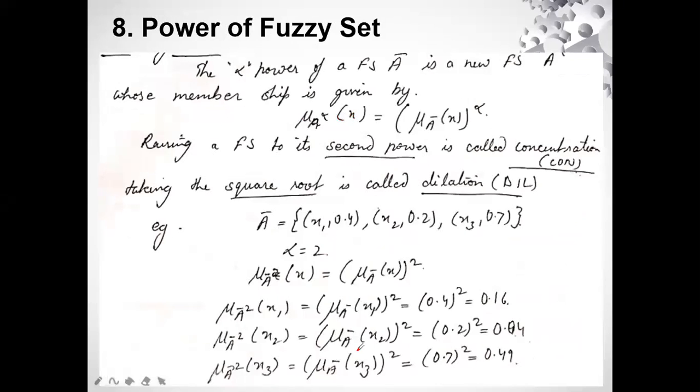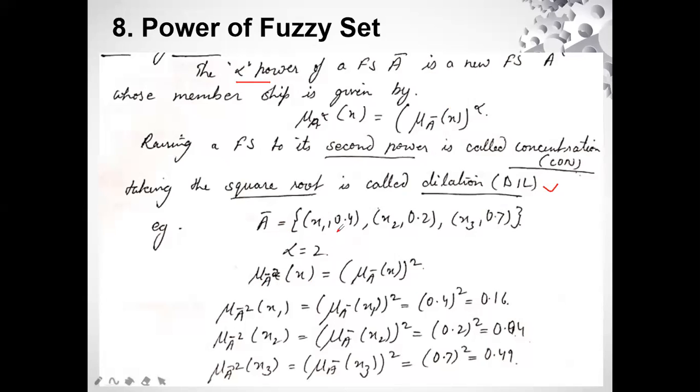Now we have the second last, that is power of a fuzzy set. Here power of a fuzzy set means we take a lambda power. When we do the lambda power, mu A bar to the power lambda of x is equal to mu A bar of x, whole raised to lambda. When we raise a fuzzy set to the second power, it is called concentration, CON. And when we take the square root, it is called dilation, DIL. Just remember this. Now we have this fuzzy set A bar and this lambda.